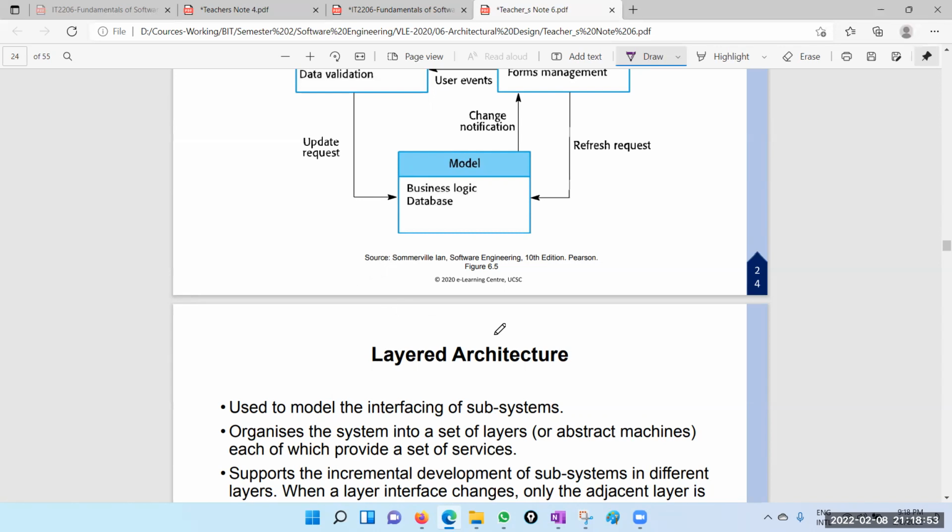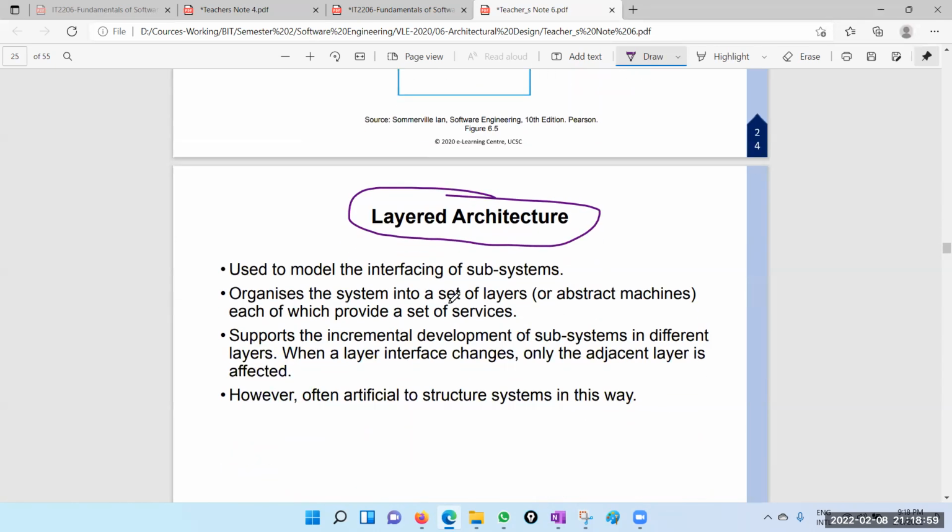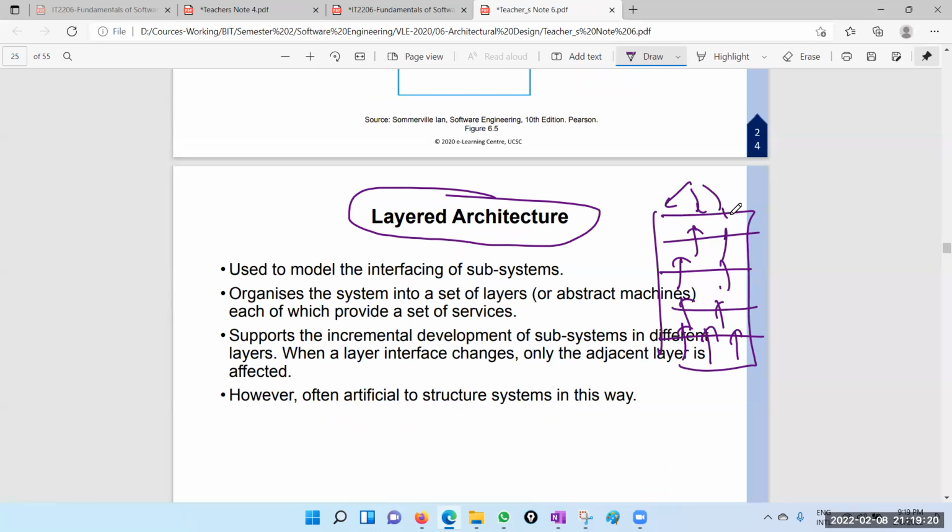Okay, so the second architectural pattern is layered architecture. Here we look at the system architecture as a set of layers, something like this. Lower layers provide some facilities, services to the upper layers. Ultimately the end users are really interacting with or interested in the upper layer. But upper layers cannot do their task without the help from the lower layers. So that is called layered architecture.